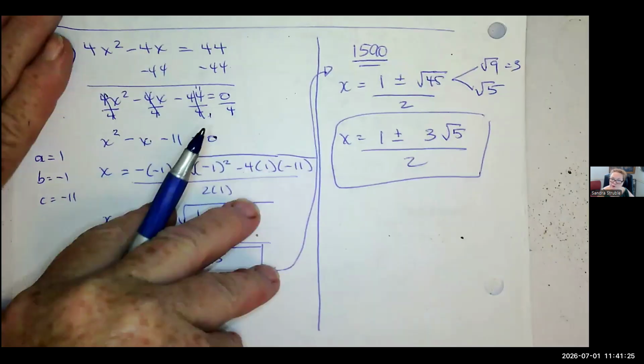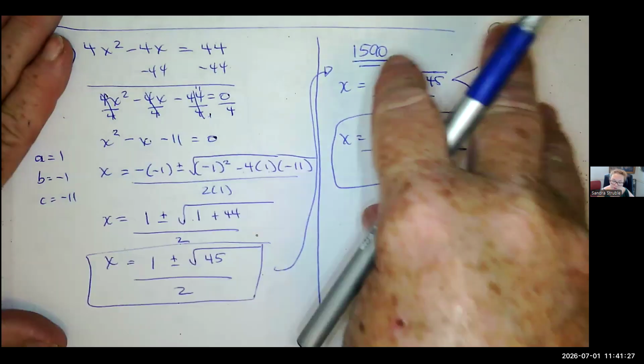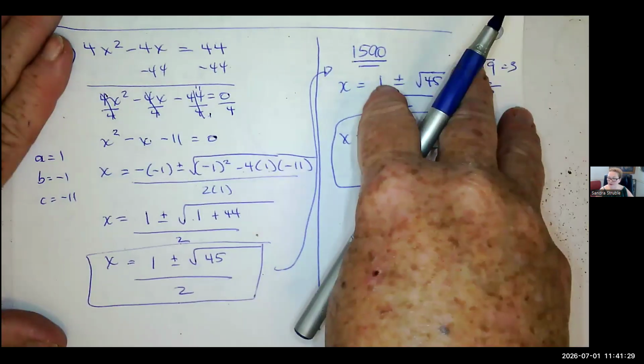This is for those of you who are moving forward. You need to understand this for 1590. That's it. Let me know what questions you have. Happy to help.